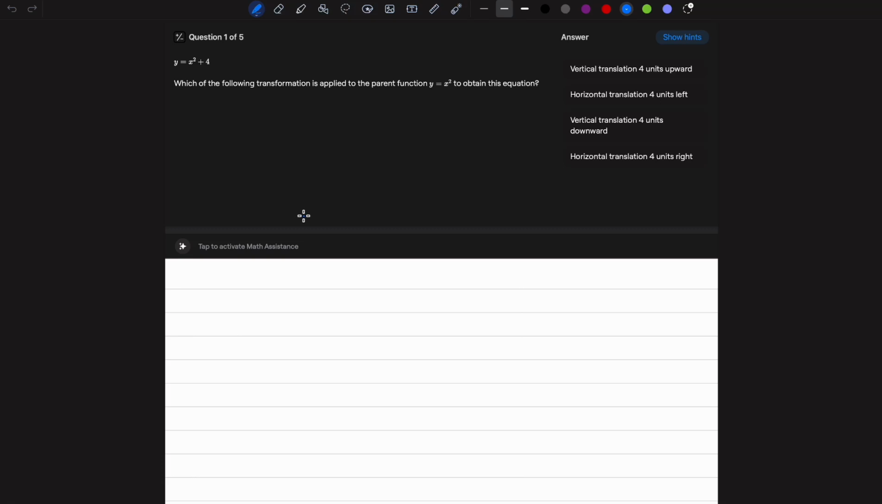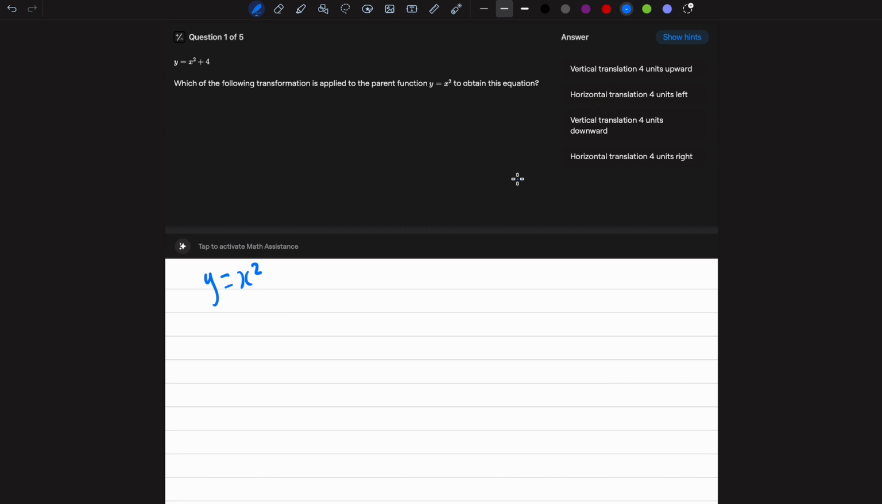Okay, so let's do some more SAT quadratic equation questions. So we have number one. y is equal to x squared plus 4. Which of the following transformations is applied to the parent function y is equal to x squared to obtain this equation? So basically we have y is equal to x squared. And what do we have to do to get from x squared to x squared plus 4?